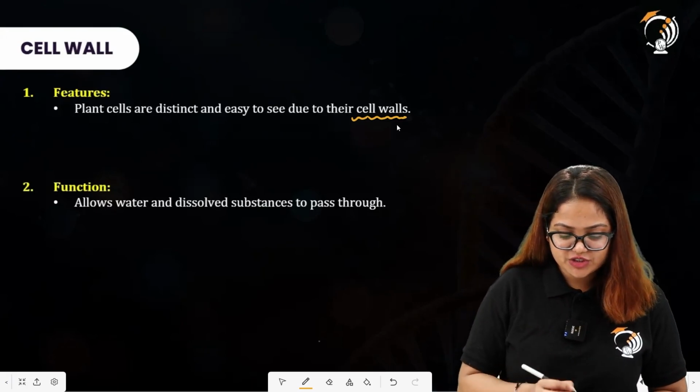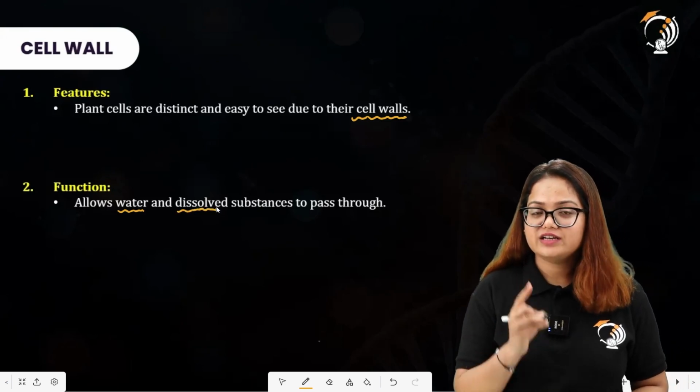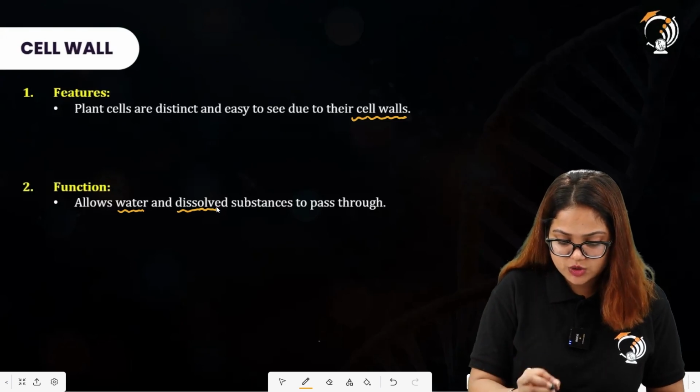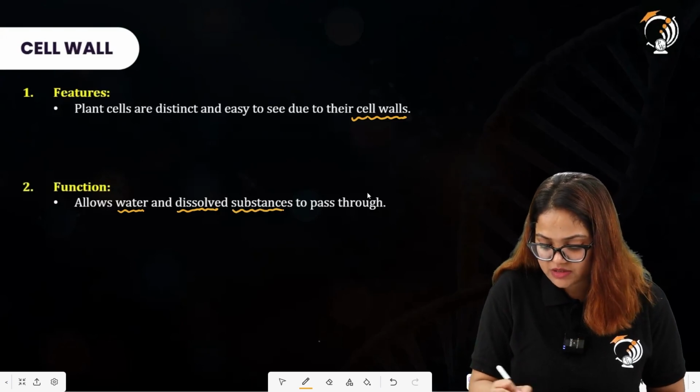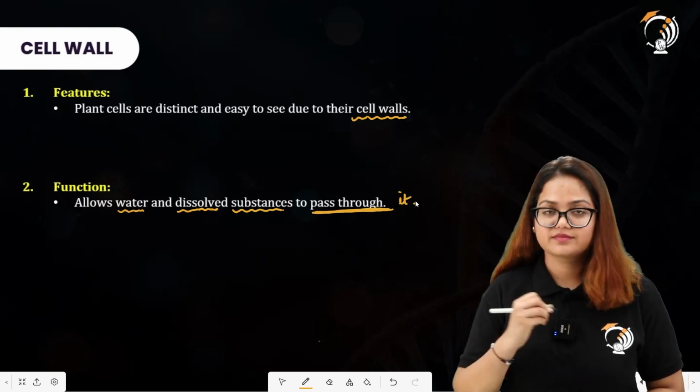Then we have another function: it allows water. The cell wall is a non-living structure, but it allows water and dissolved substances to pass through it.